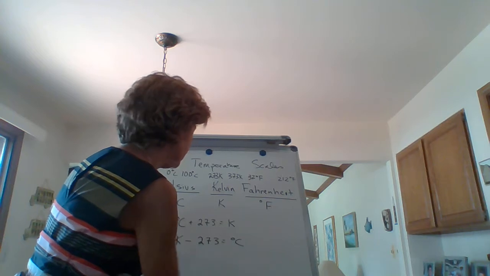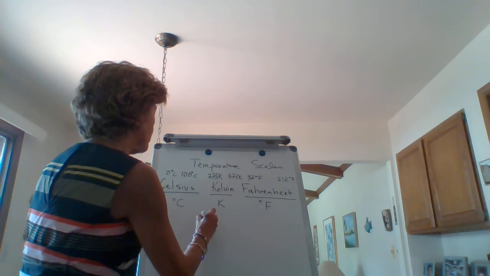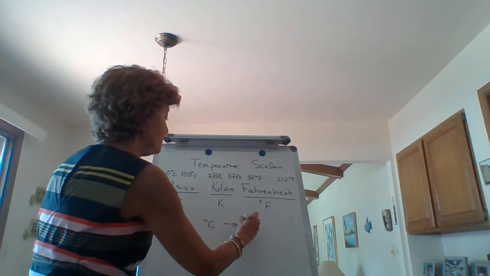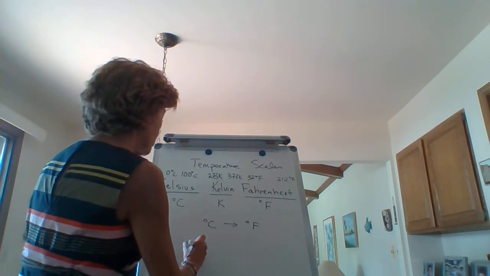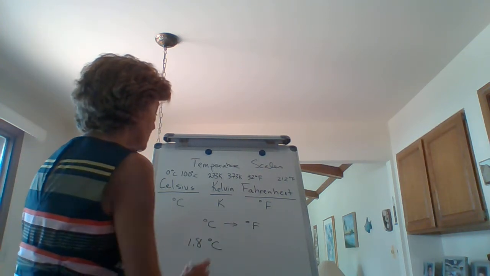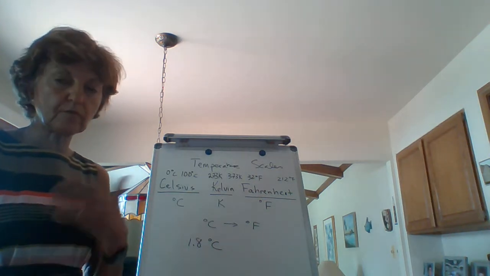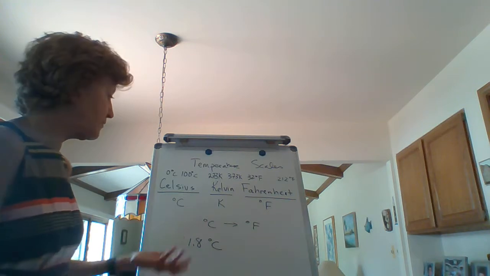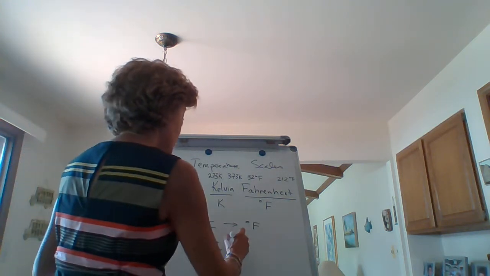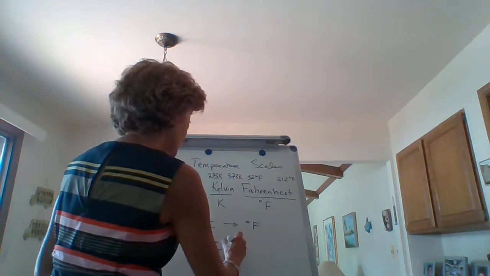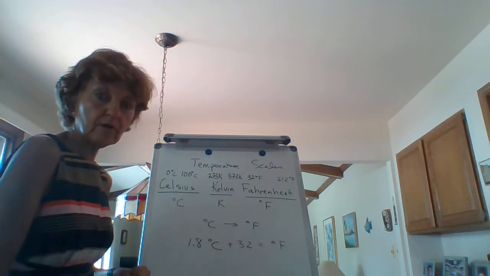How do you convert? If you've got the degrees Celsius and you want to convert it to degrees Fahrenheit, this is what I usually will do. I'll take 1.8 multiplied by that degrees Celsius. So 1.8 is the same as 9/5. If you'd rather use fractions, use 9/5. I like to use 1.8. 1.8 times your degrees Celsius, press equals, and then add 32. And that will give you your degrees Fahrenheit.